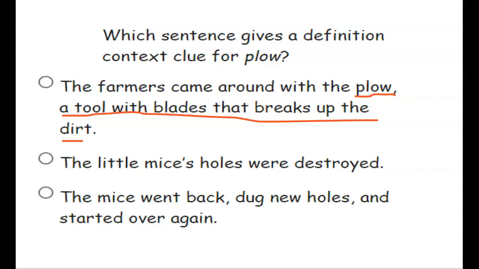It's going to help me figure out that plow means, now I can kind of put a picture in my head of what that means. It's going to be a tool, and it's something that farmers use. So I'm thinking about a farmer and he's using this plow and it's breaking up all the dirt. Okay. So again, that's what a context clue is, when we use clues that help us figure out what other words mean. Hope that helps.